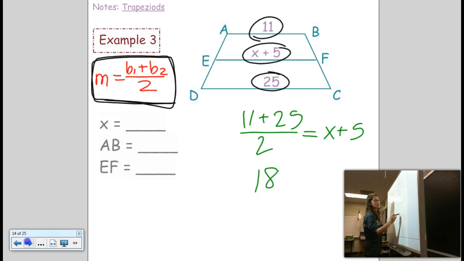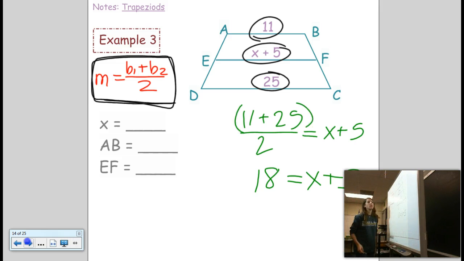Yeah. 18 equals x plus 5. How did you get 18? 11, I knew that already, plus 25 divided by 2. You have to press enter because you did 11 plus 25 halves. You got to either use parentheses or you got to press enter. You got to either put parentheses here or you got to do 11 plus 25 enter, divided by 2 enter.